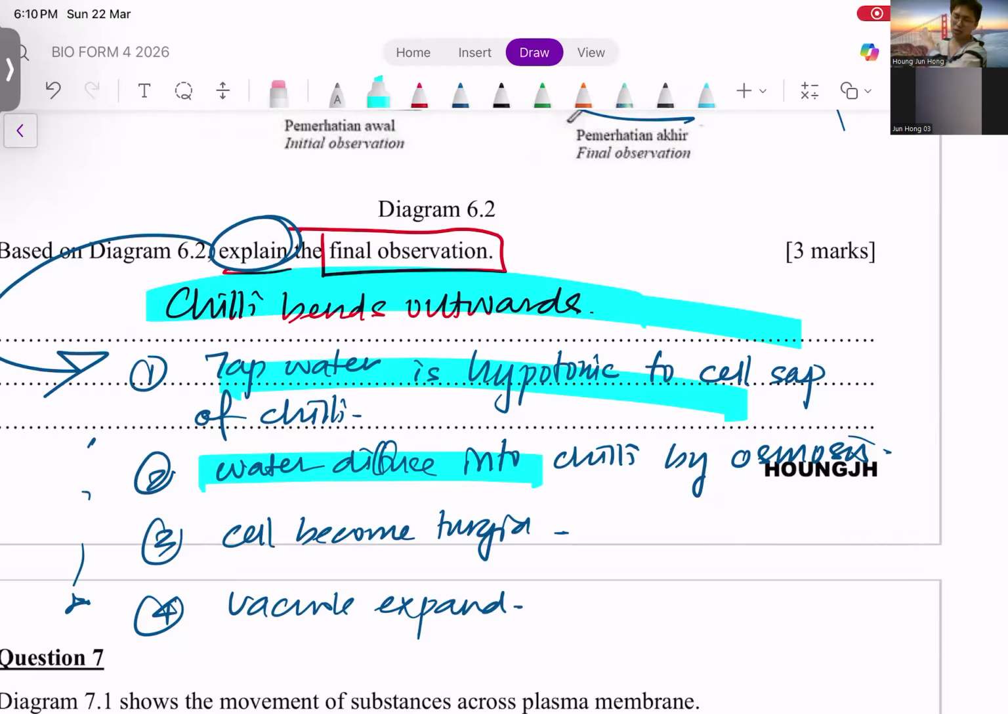And worst comes to worst, if you really don't know anything at all, if you can't even tell what is hypo or hyper, then you just pick one. Do you think it's hyper? You pick one and then you go with it.